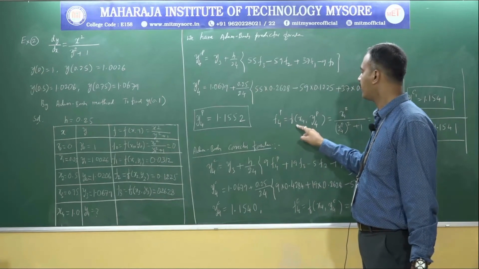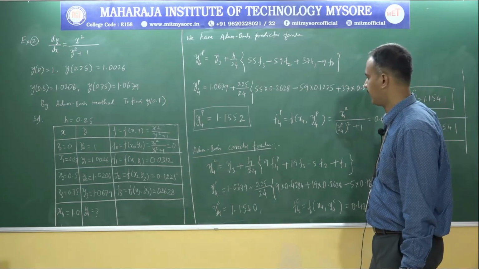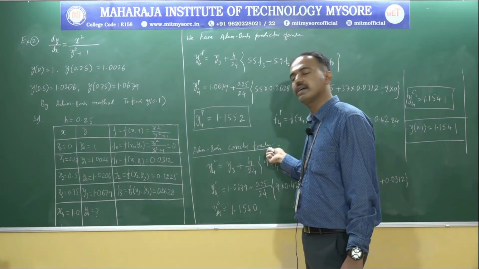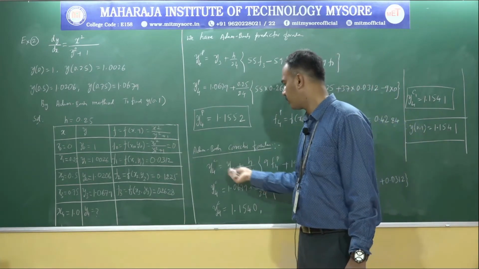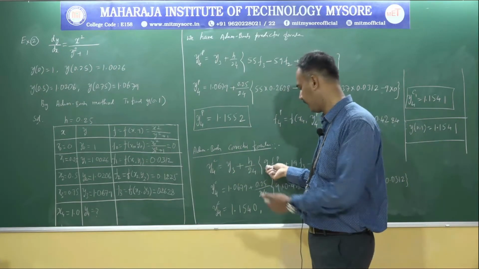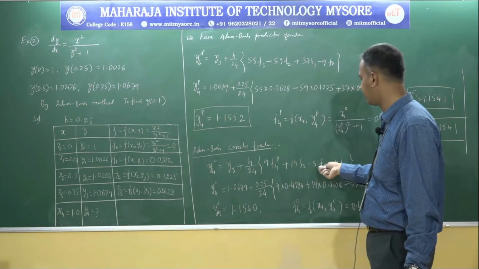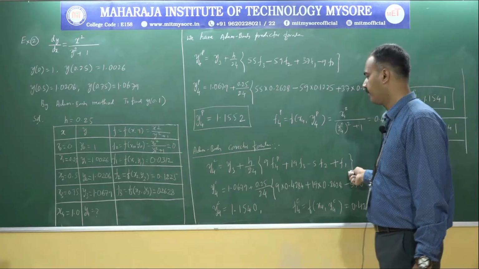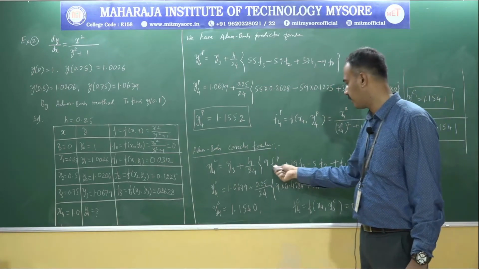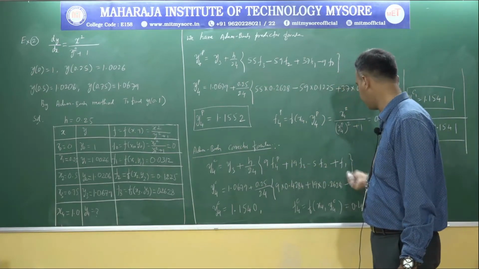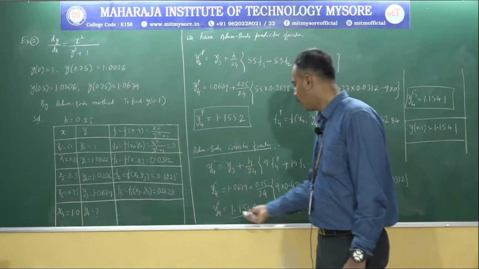Next, f4p is f of x4 comma y4p, which we substitute and simplify to get 0.4284. The Adams-Moulton corrector formula gives a more accurate result. Now y4c equals y3 plus h by 24 times (9 f4p plus 19 f3 minus 5 f2 plus f1). Substituting the data, replacing f4p, f3, f2 and f1, and simplifying with a calculator, we get y4c.